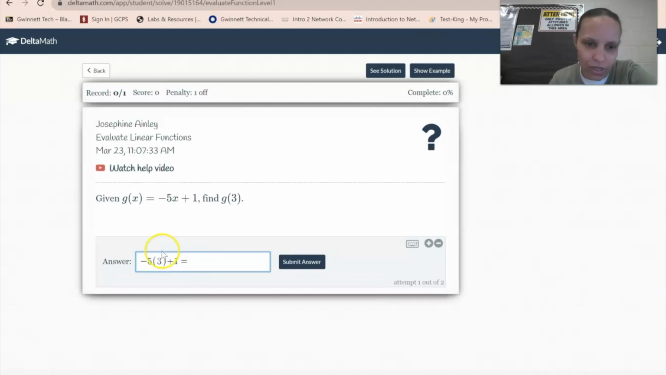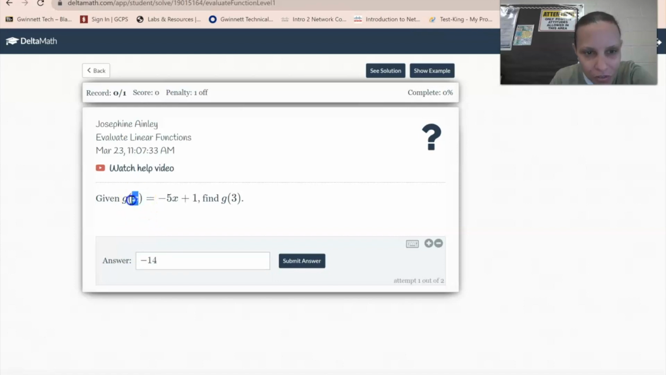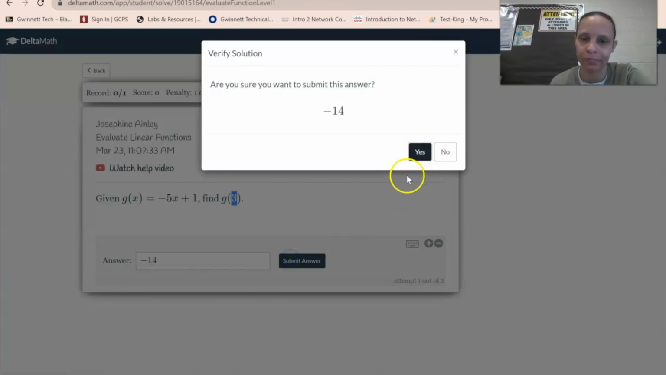So what does that do for my equation? How do I evaluate that? I've got negative 5 times 3, which is negative 15. Negative 15 plus 1. So I've got negatives meeting positives. What's going to happen? They're going to fight. Who's going to win? Negatives are going to win by 14. So all evaluate a function means is in place of that x, you're going to put in whatever they give you, and that's it.